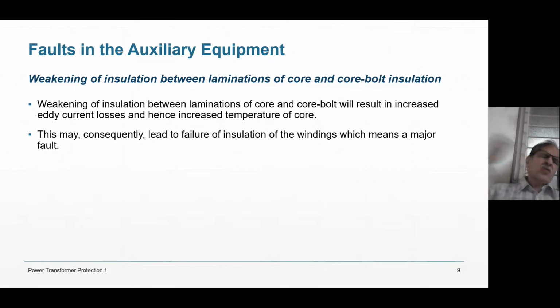For that, usually winding temperature indicator and oil temperature indicator are there. Over and above that, usually 3 or 4 RTDs are kept in the transformer at different places, at the top, at the bottom, at the middle. Those RTDs will sense the increase in temperature and will let you know that here the temperature is increasing. Yes, there is something wrong. So you can take actions.